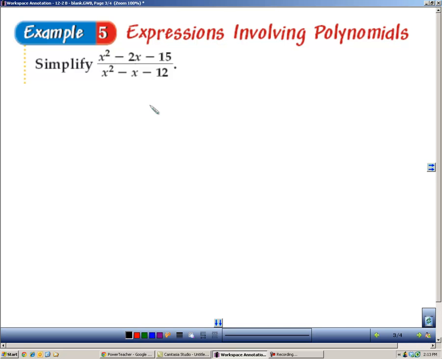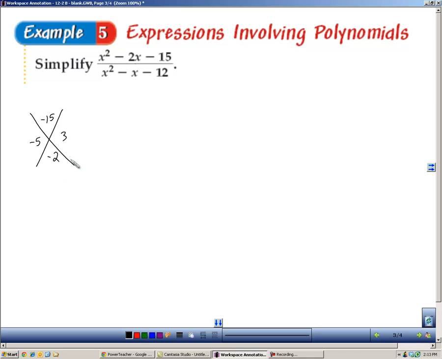So what we have to do with this is first we have to factor the top and the bottom, factor the numerator and the denominator. Then we can start looking at canceling. Well, on the top, we'll use a diamond. I want two factors of negative 15 that add to be negative 2.